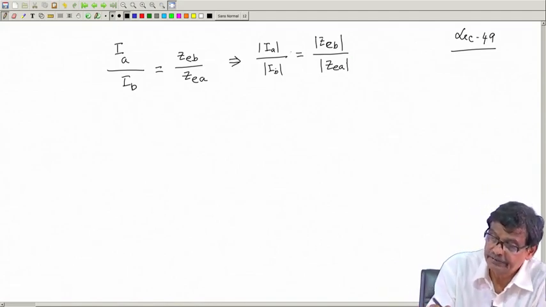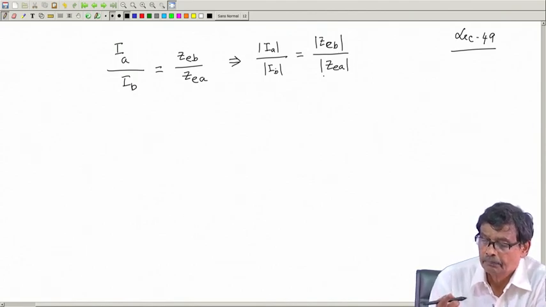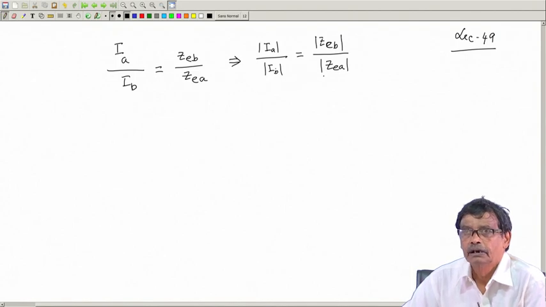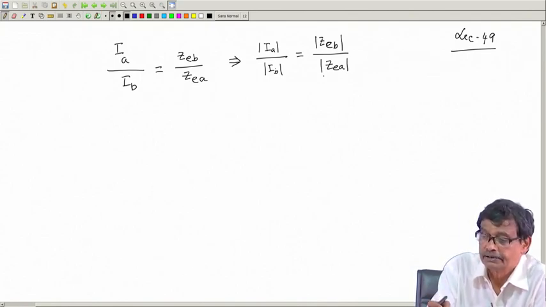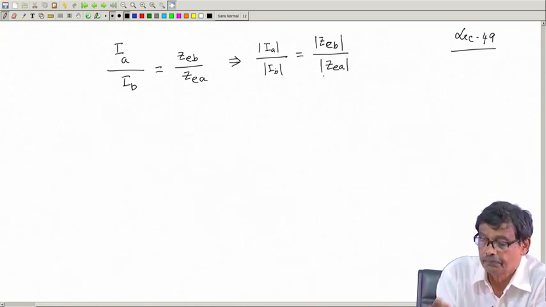This equation is very important. From this equation, we will also put another condition on those two transformers A and B for better load sharing. And what is that condition? We can get that from this equation. That is why this equation is important.